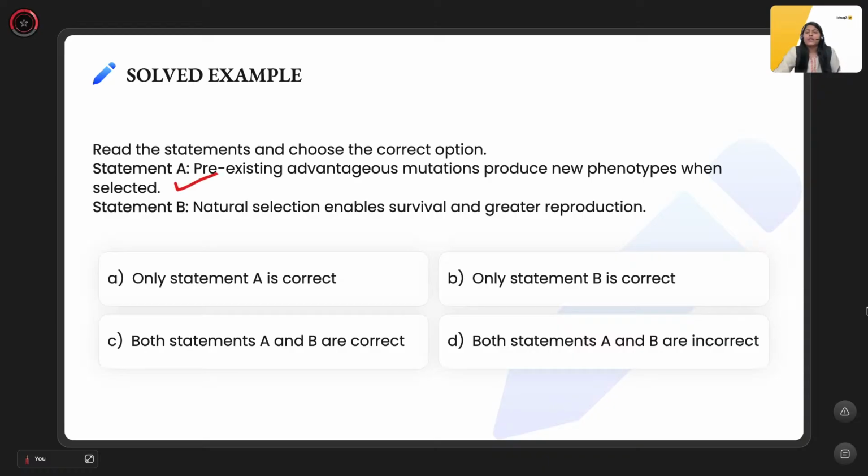Now statement B. Natural selection enables survival and greater reproduction. Okay, this is also correct.